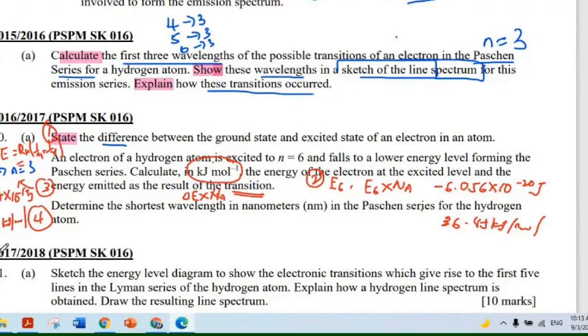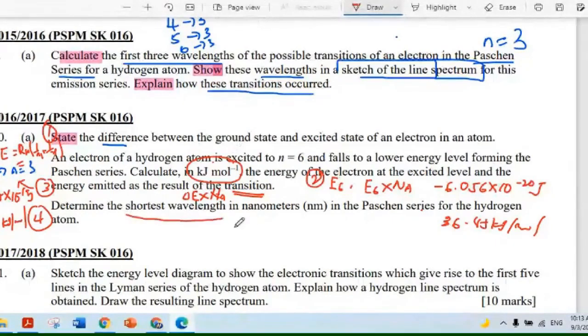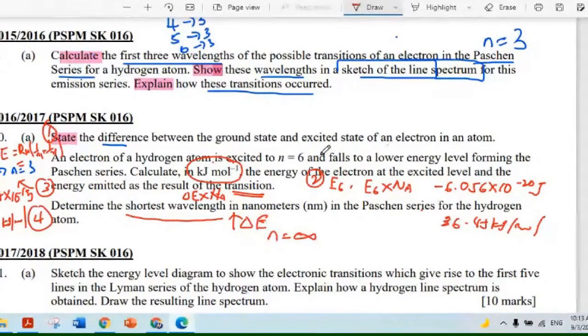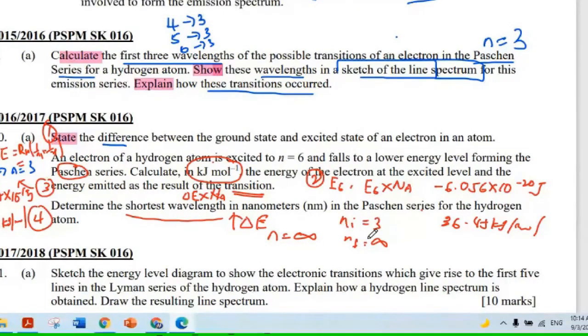Clear? Yes. Okay, now part 4. Determine the shortest wavelength. Shortest wavelength means highest delta E. How to achieve the highest delta E? When n equals to? Infinity. Yes, very good. When n equals infinity. That's why this one is the Paschen series, meaning that the n initial is 3 and the n final is infinity. The question asks about the shortest wavelength, so we need to calculate the wavelength and then convert into nanometer.